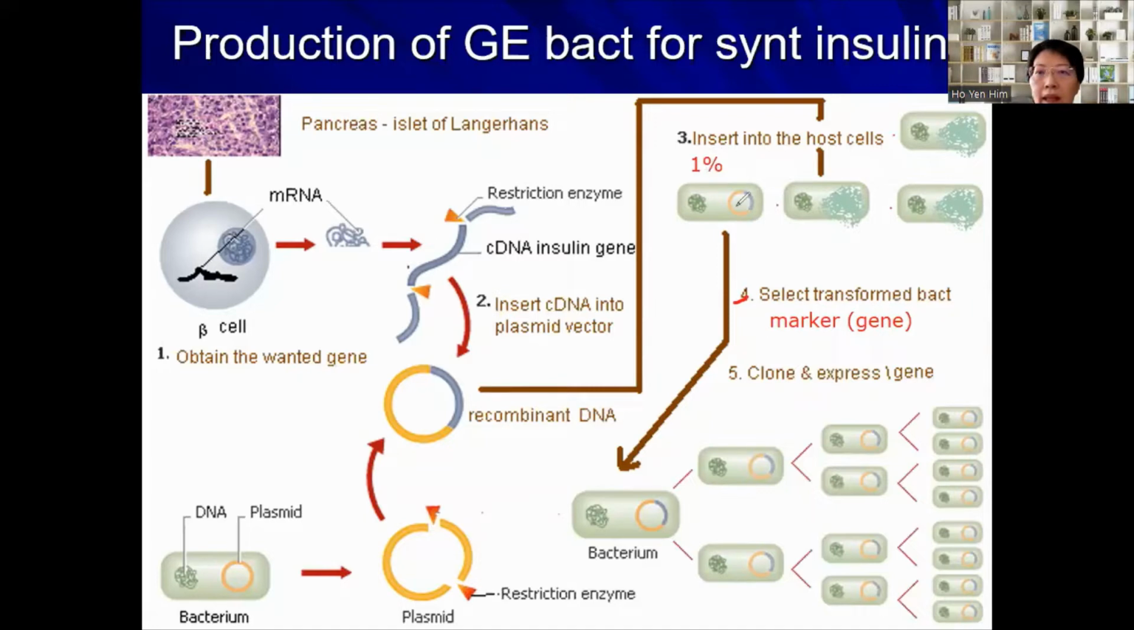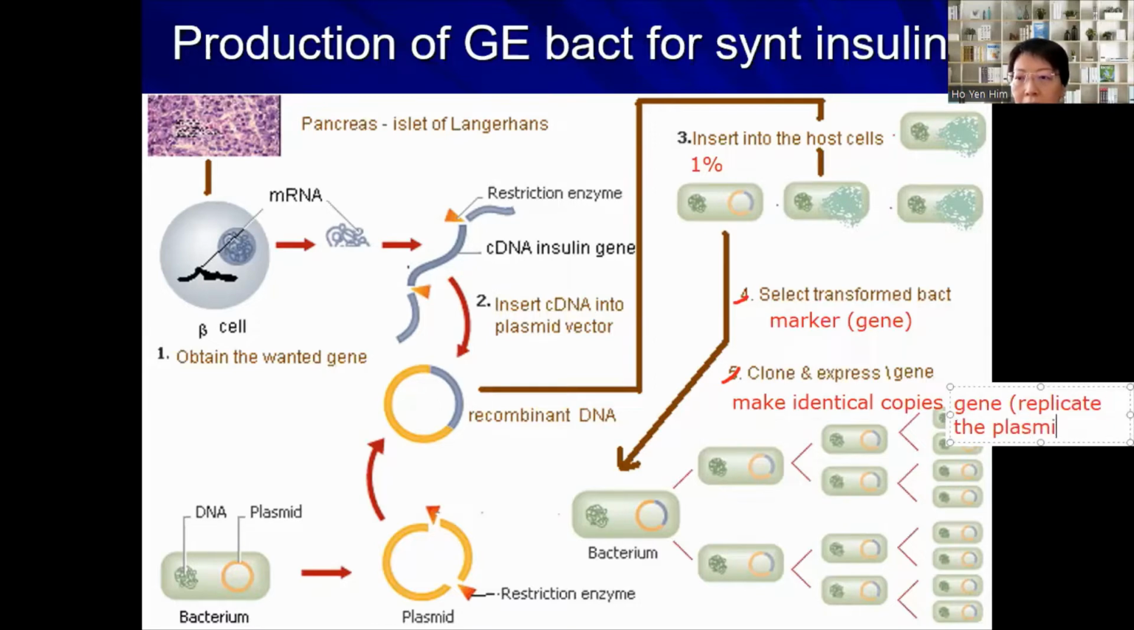After you select the transformed bacteria, then we can clone the bacteria. Clone means what? Make identical copies, isn't it? So in this case, we want to clone copies of the gene. We want to make multiple copies of the gene. In order to do that, we must make the bacteria divide to replicate the plasmid, because when they replicate the plasmid, they replicate the gene.